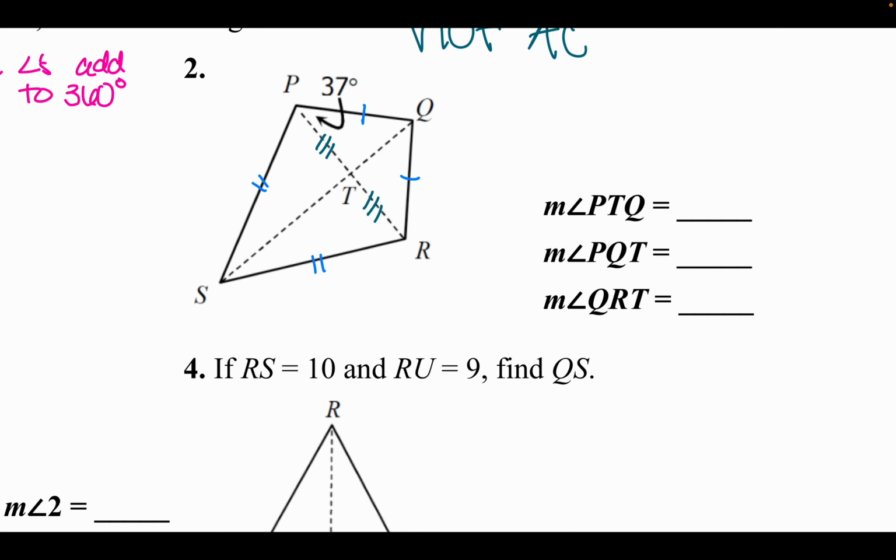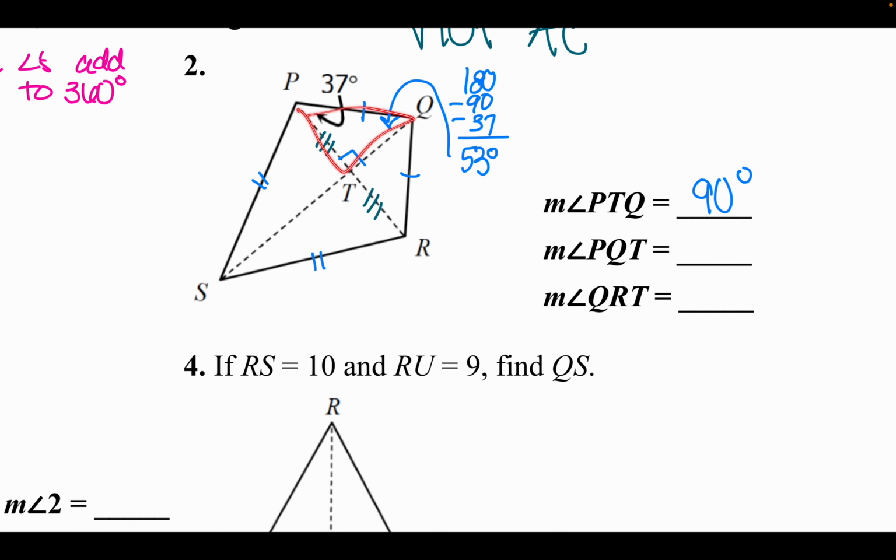So first, let's talk about PTQ. That's 90 degrees. PQT, that's this angle right here. Well, to find that angle, we're going to do 180 minus 90 minus that 37. So we get 53 degrees. So that's that angle right there. And because these two triangles are congruent, this angle in here is also 53.